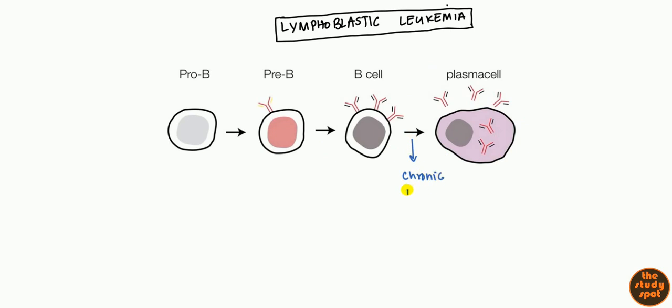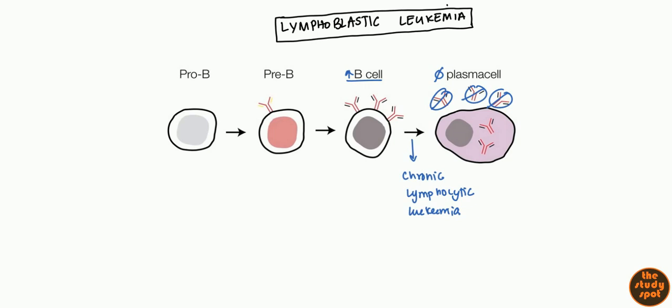CLL, which is chronic lymphocytic leukemia, here the problem will occur after it has become a B cell and before it becomes a plasma cell. So what will happen is you're going to have an accumulation of B cells, and obviously there will be no plasma cells and therefore no immunoglobulin. So you're not going to have anything to the right of this arrow, and the biggest thing to remember is chronic lymphocytic leukemia is a problem right between B cell and plasma cell. So that's chronic lymphocytic leukemia.